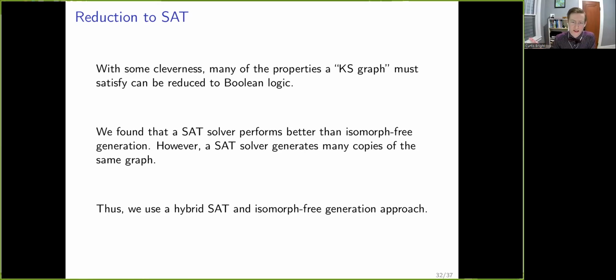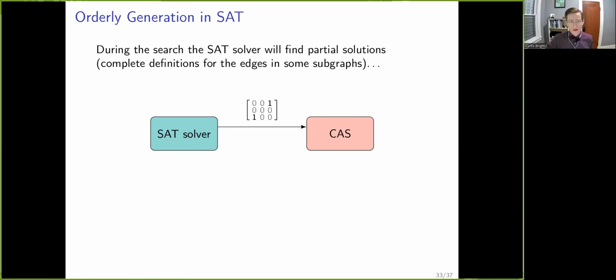The problem is, even though we use some symmetry breaking constraints, the SAT solver is still generating many copies of the same graph because, as I mentioned before, there are some symmetry breaks which are easy to add, and then there are other isomorphisms which are very hard to break using constraints. So this is where the hybrid isomorph-free generation approach comes in. This time we used orderly generation because we wanted to use parallelization, right? Because these spaces are so large. So we went with the orderly generation approach, but it's very similar to the previous one.